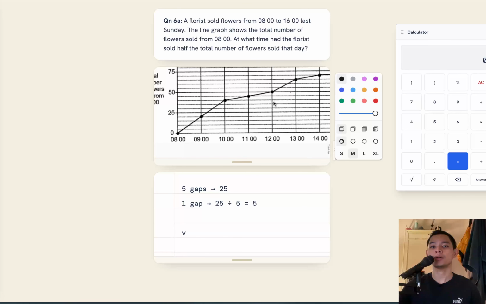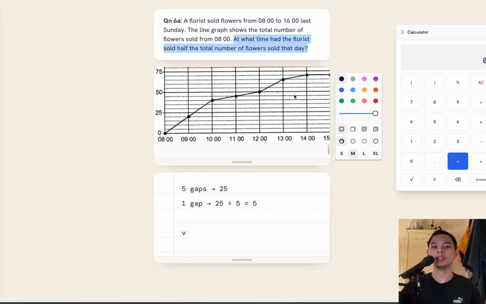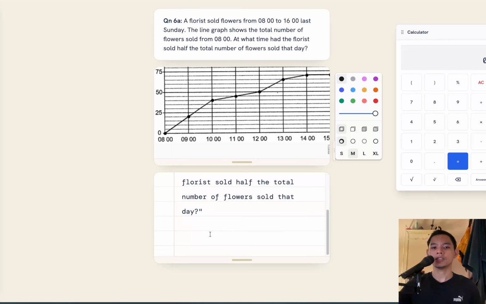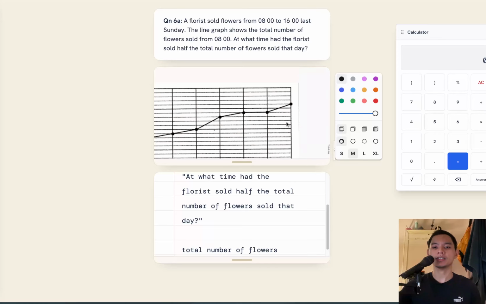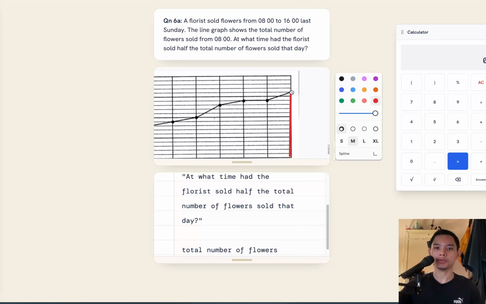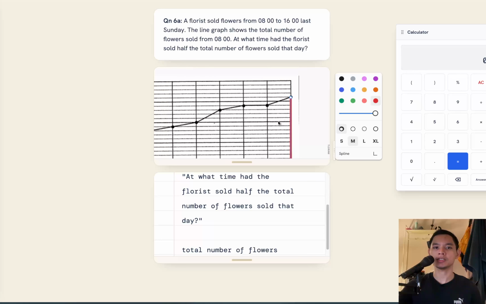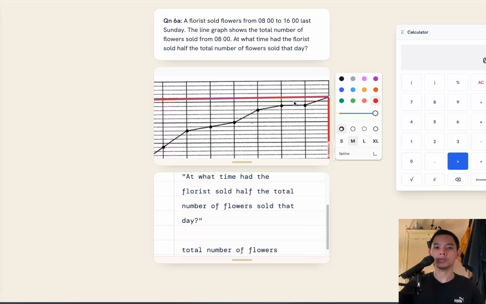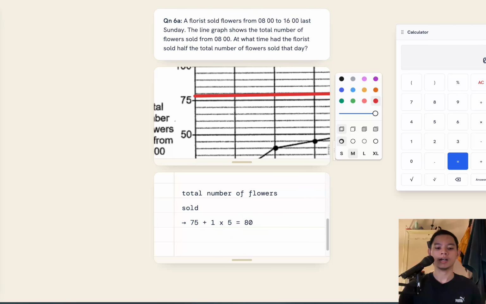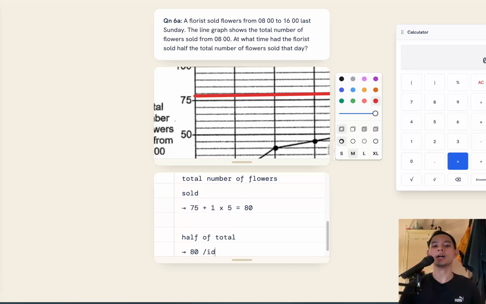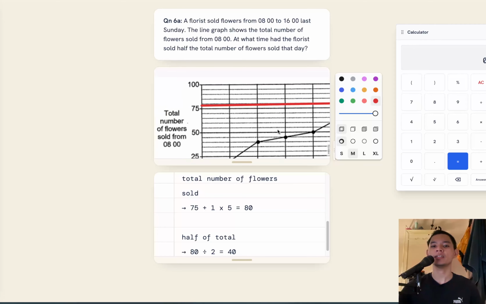Now we want to know the number of flowers. We need to know the total number of flowers sold that day, so we look at the part at 1600. This is equal to 75 plus 1 times 5, which gives us 80 total flowers sold. Half of the total is 80 divided by 2, which is 40. So we need to find the number 40.